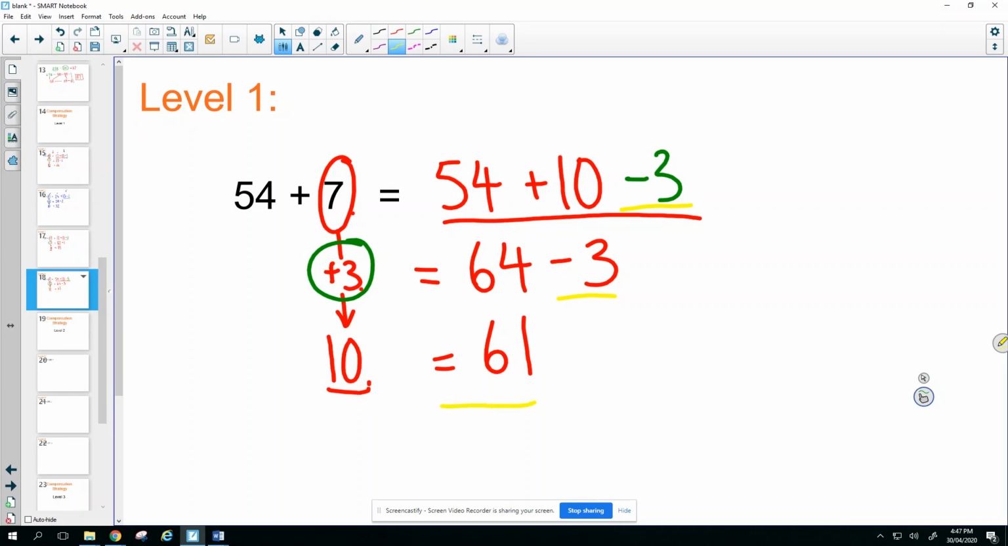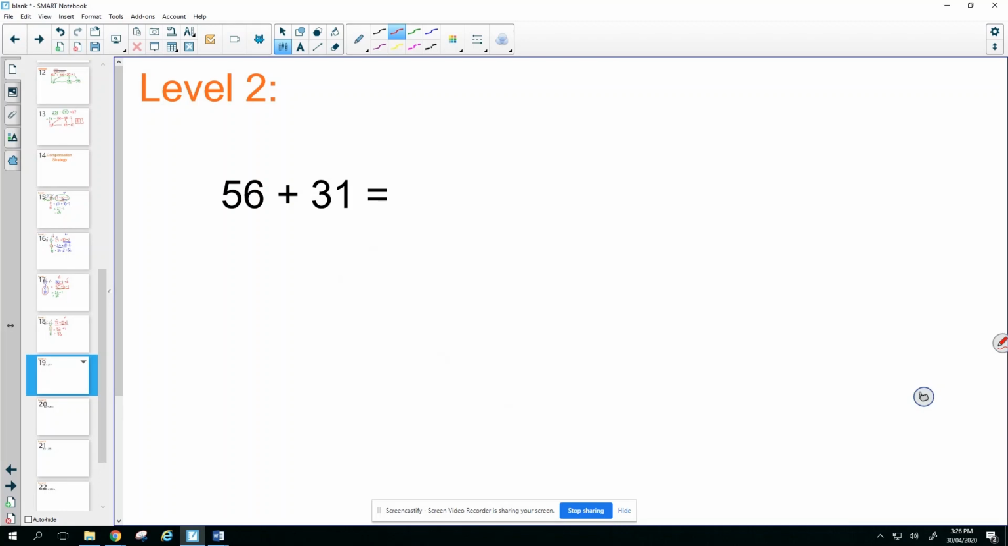So that is level 1. Let's have a look at level 2. So now instead of having single digits, we're looking at double digits.